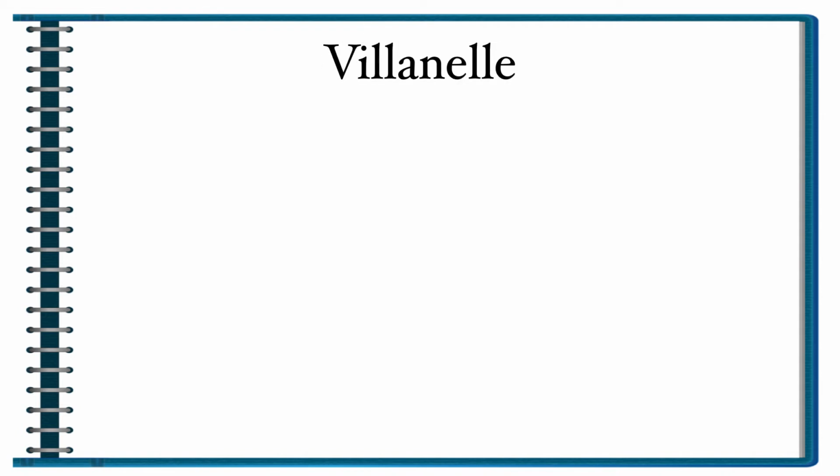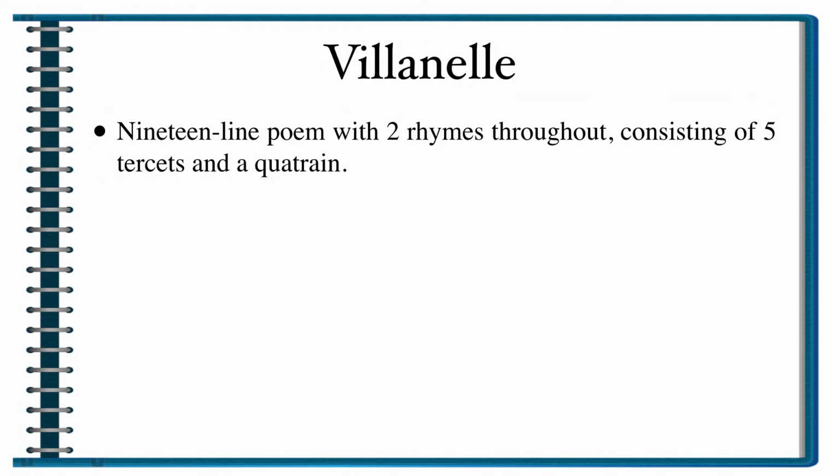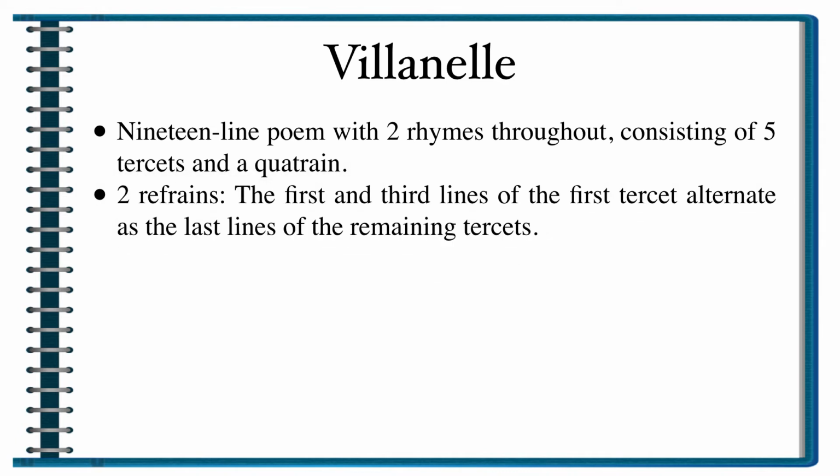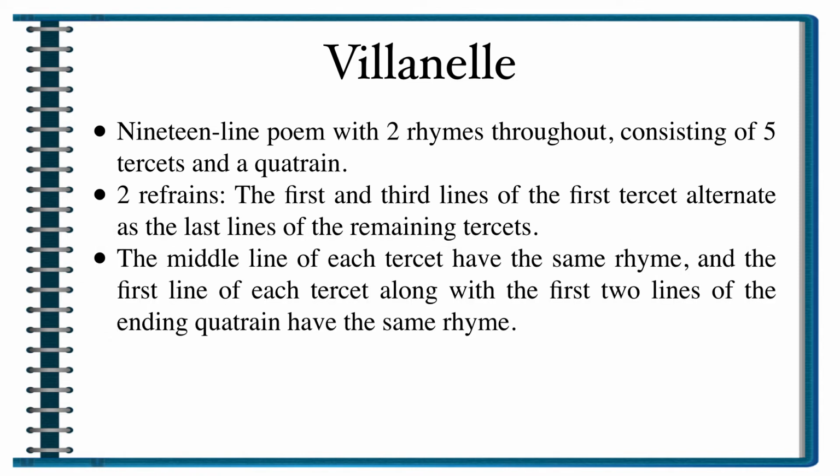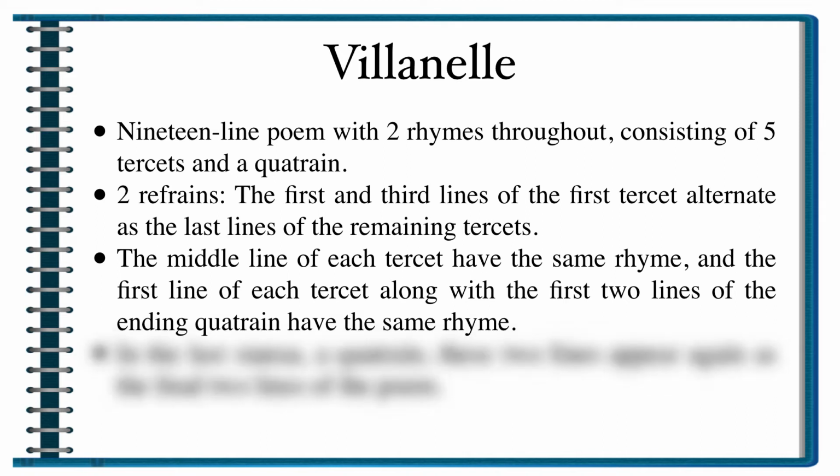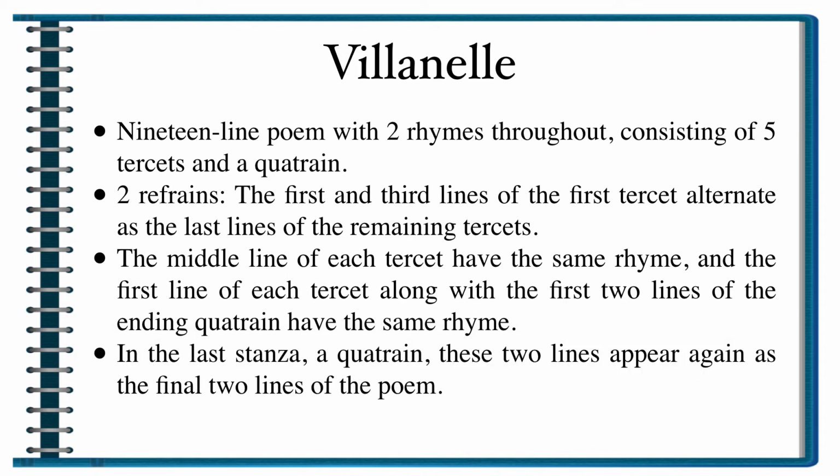A third poetic form is the Villanelle, which is a 19-line poem with 2 rhymes throughout, consisting of 5 tercets and a quatrain. Villanelles have 2 refrains, or a line of verse that repeats throughout the poem. The first and third lines of the first tercet alternate as the last lines of the remaining tercets. The middle line of each tercet have the same rhyme, and the first line of each tercet along with the first 2 lines of the final quatrain have the same rhyme as well. In the last stanza, a quatrain, these 2 lines appear again as the first 2 lines of the poem.